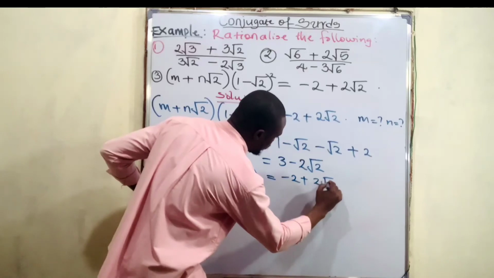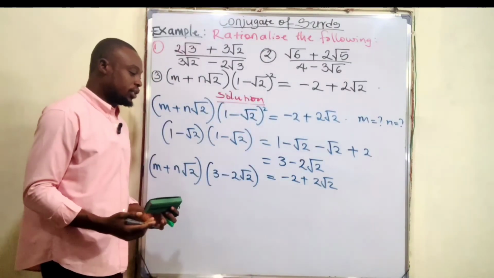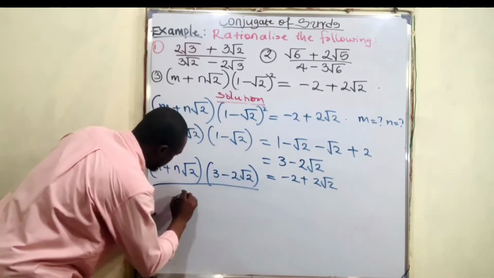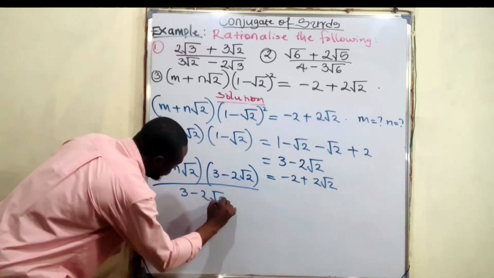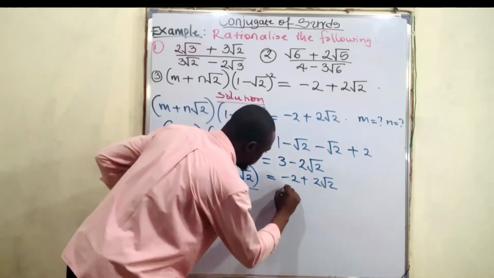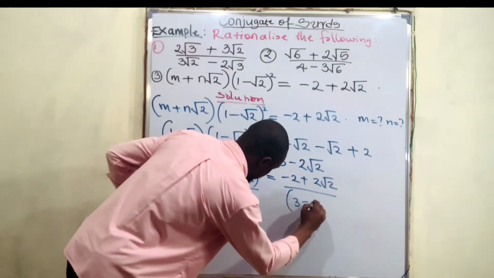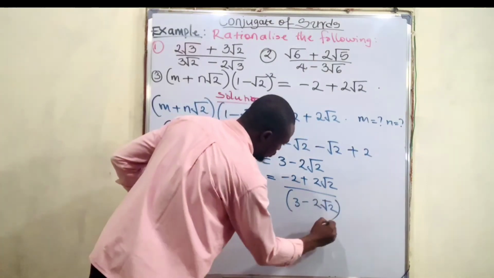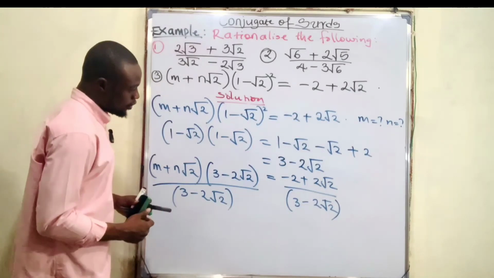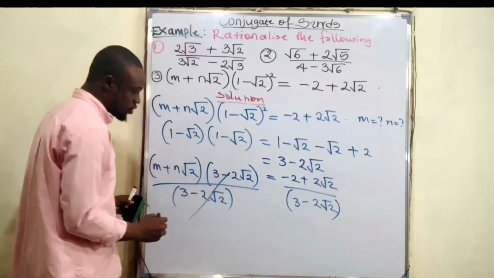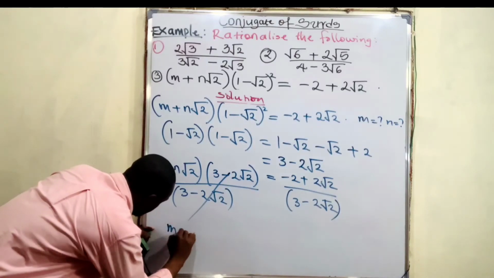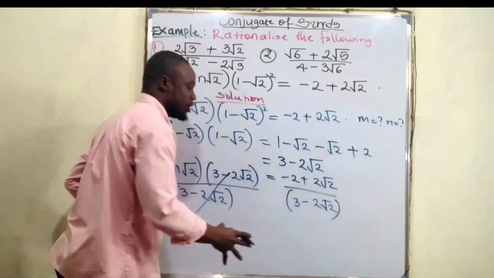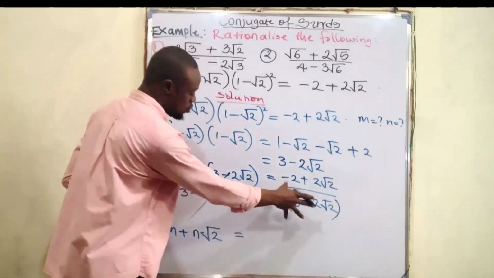to be equal to minus 2 plus 2 root 2. So what we are going to do here is to divide both sides by what? Here, this one. So we divide through by 3 minus 2 root 2. I'm putting it in bracket, divide by 3 minus 2 root 2. Okay, close bracket. Okay, so now this cancels because they are the same, and we finally have m plus n root 2 to be equal to. So this now is our basic focal point. This is what we are going to focus on.